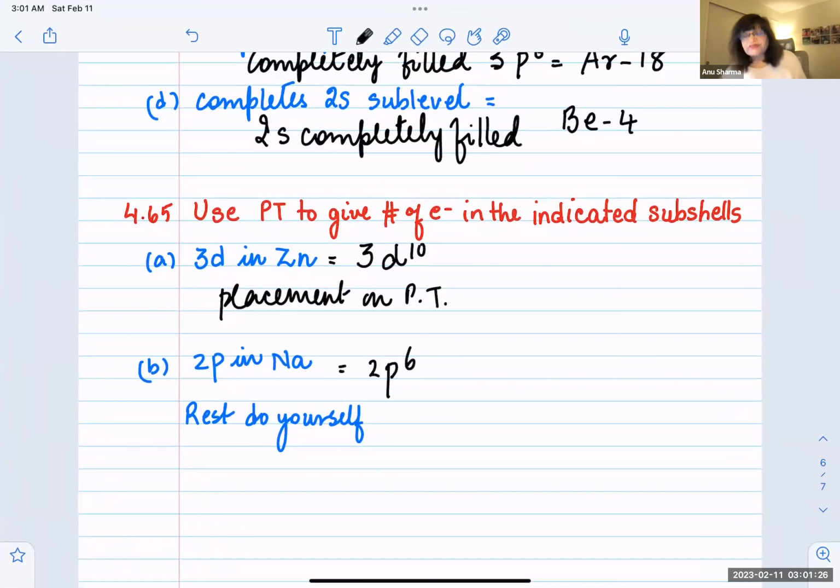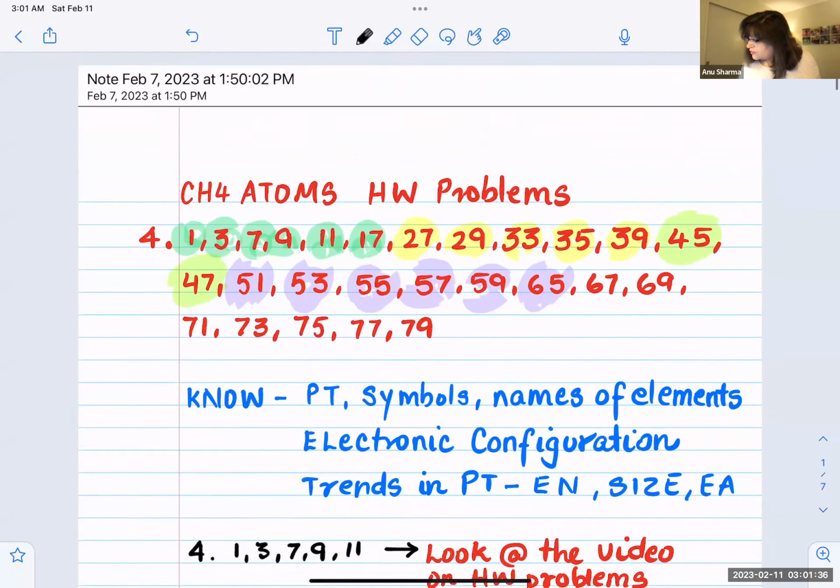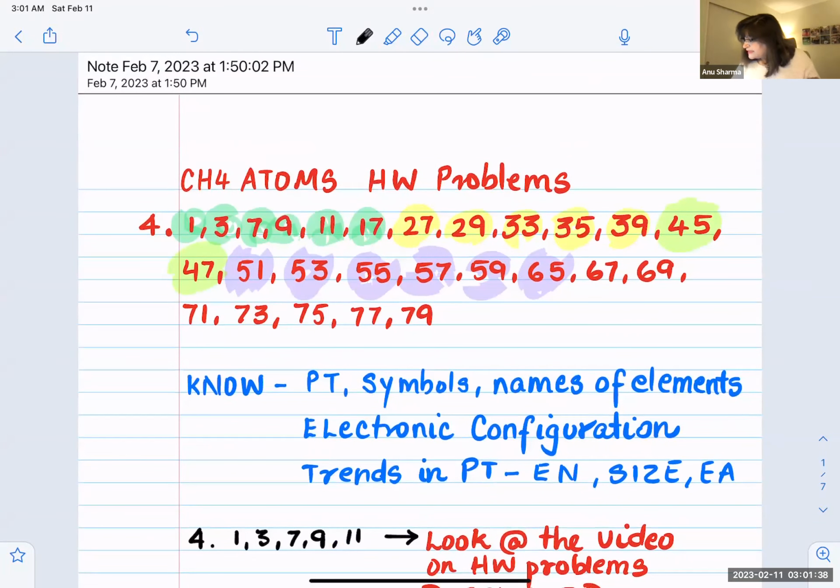So pretty much the rest of it you're going to do on your own. The other questions are good practice. We'll get back to the remaining questions, which are questions 67, 69, 71, 73, 75, 77, and 79, which relate to the trends in the periodic table. We will do it in the next video. All right, thank you. Bye-bye.